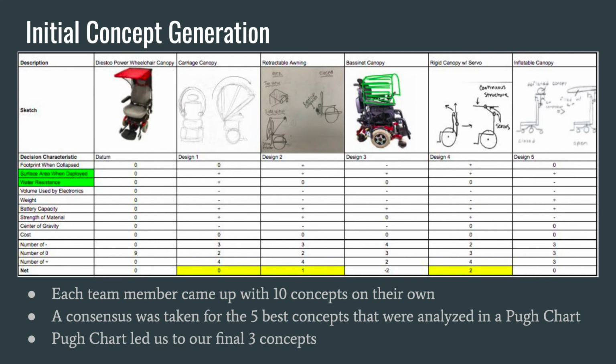After eliminating repeats and impractical concepts, as a group we were able to narrow our remaining concepts down to the 5 that we collectively thought were the best solutions to our problem. We put these 5 concepts in a Pugh chart using the DSCO Power Wheelchair Canopy as our datum for comparison. After analyzing the results, we were left with our final 3 concepts, which are highlighted on the Pugh chart: the Carriage Canopy, the Retractable Awning, and the Rigid Canopy with Servo.